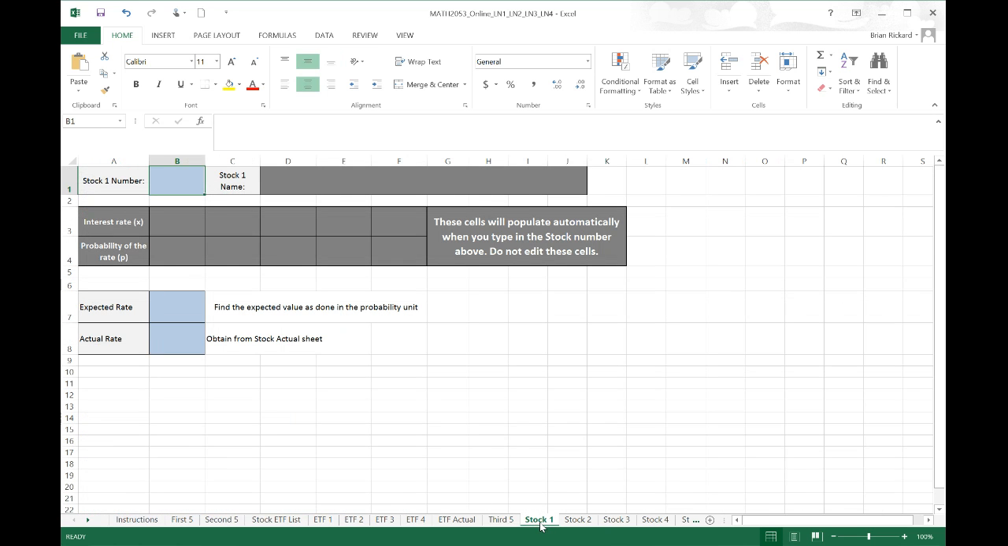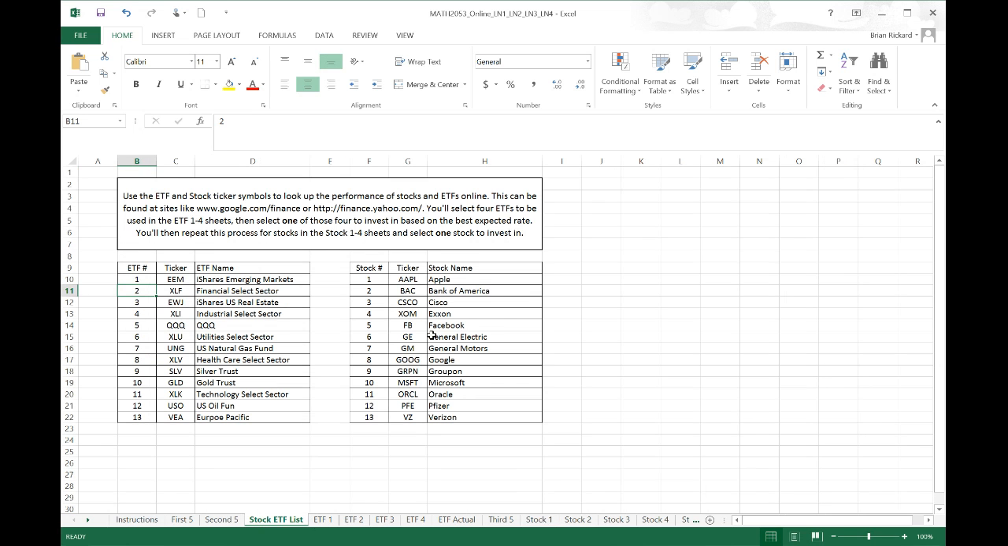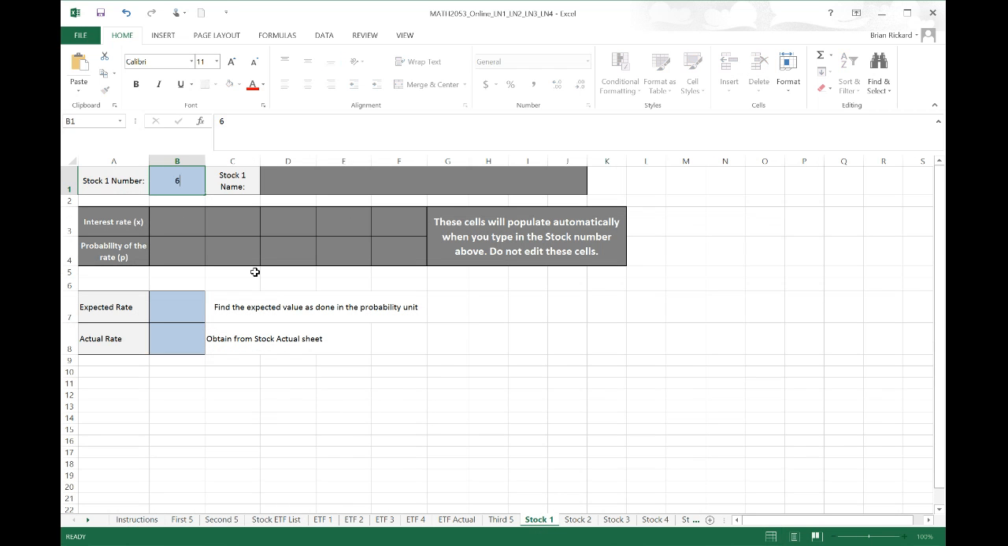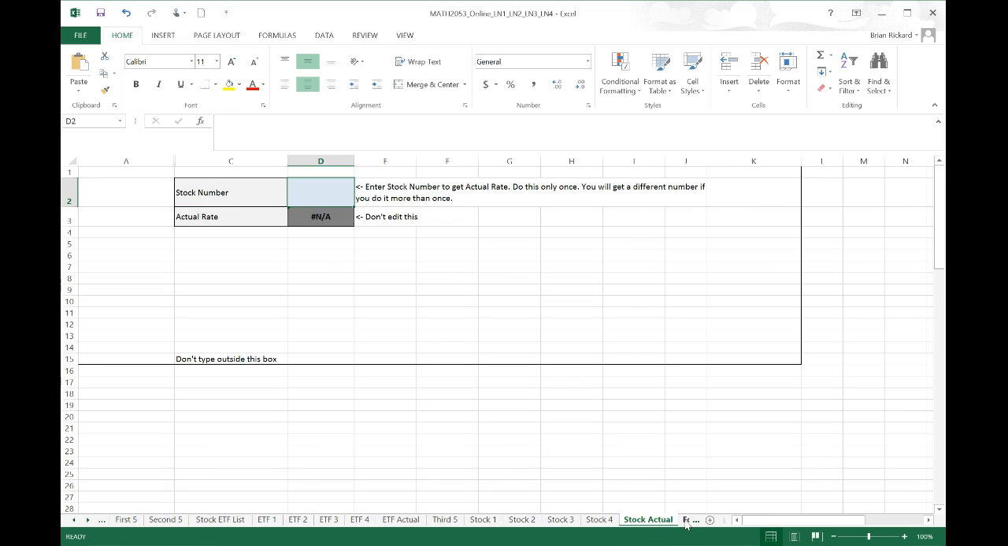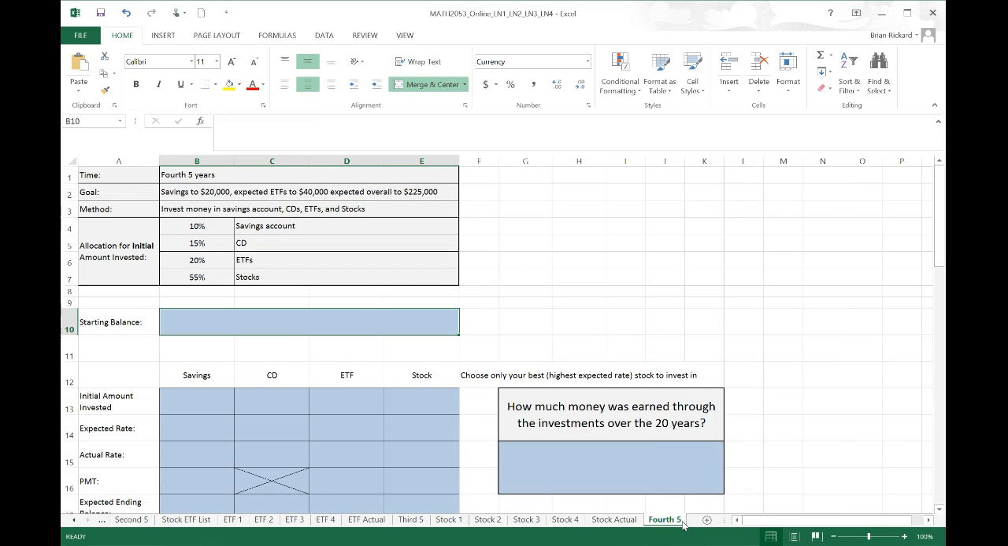So same idea here. We'll pick some stocks from that same stock list here. Let's say we want to invest in General Electric. So stock 1, that was number 6. Got our numbers here. Find our expected rate. Find the actual rate from the stock actual sheet way down here. So negative 2%, that's no good, but that's okay. Doesn't matter how well your investments do as long as all your math is correct. All right, so we'll do that with 4 stocks, and then we'll move on to the fourth 5 years.